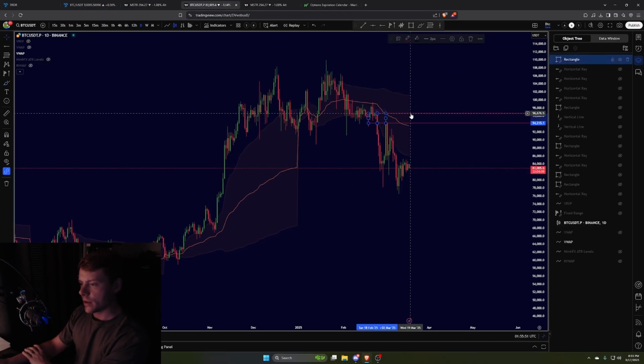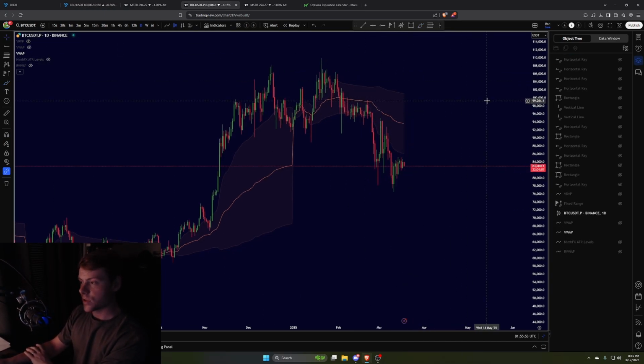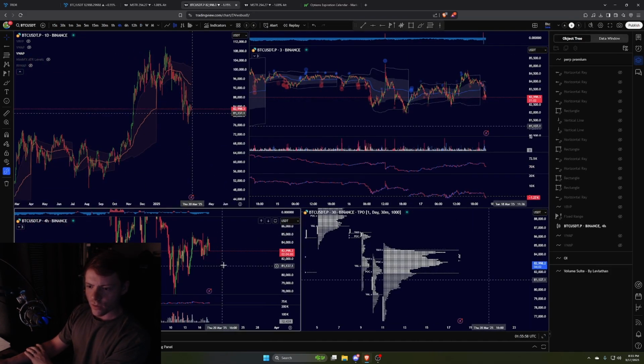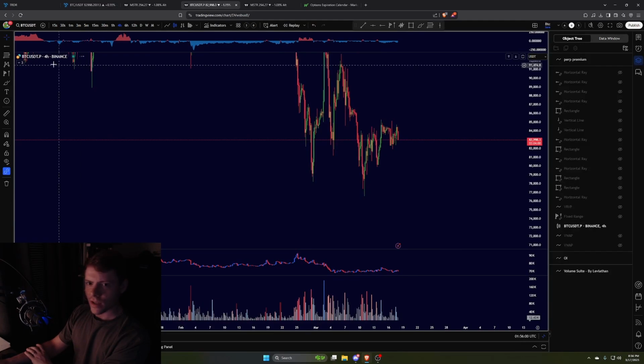Where am I looking to trade? Kind of what spots and stuff like that. So that's on the higher time frame. Now let's go over to the lower time frames.